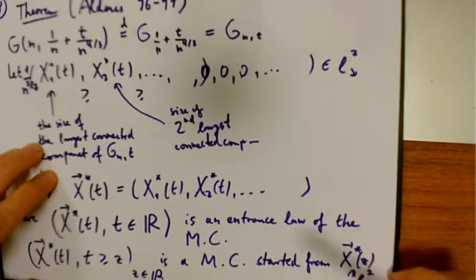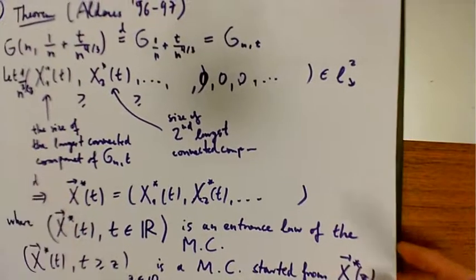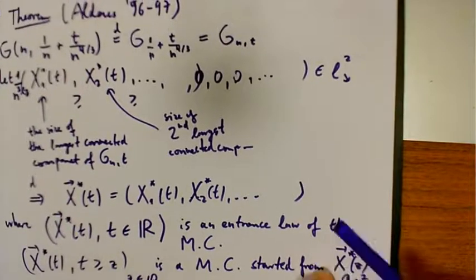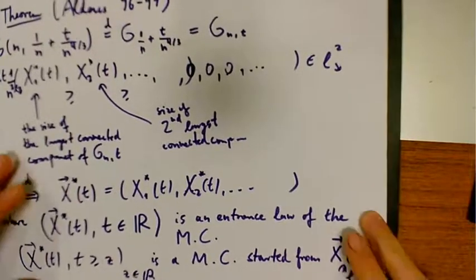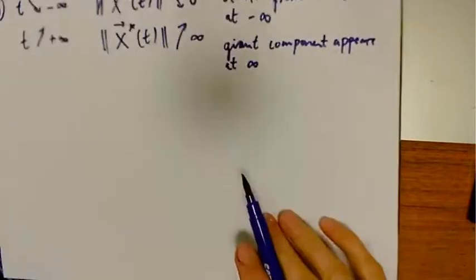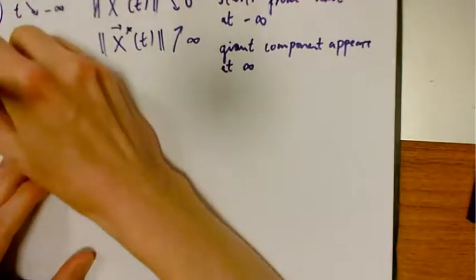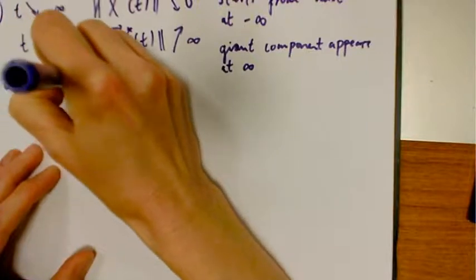So I didn't tell you how you specify this law. Okay, so you need to know how at any time z, how you would start. What is the starting point for the entrance law? Okay, so there is a characterization of x star.